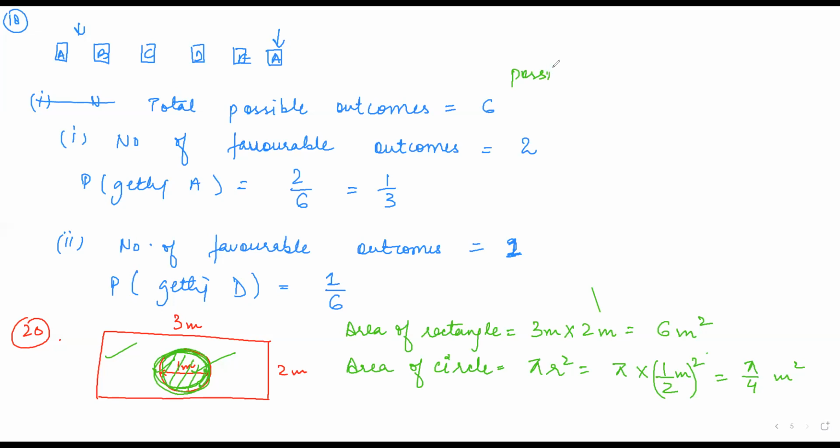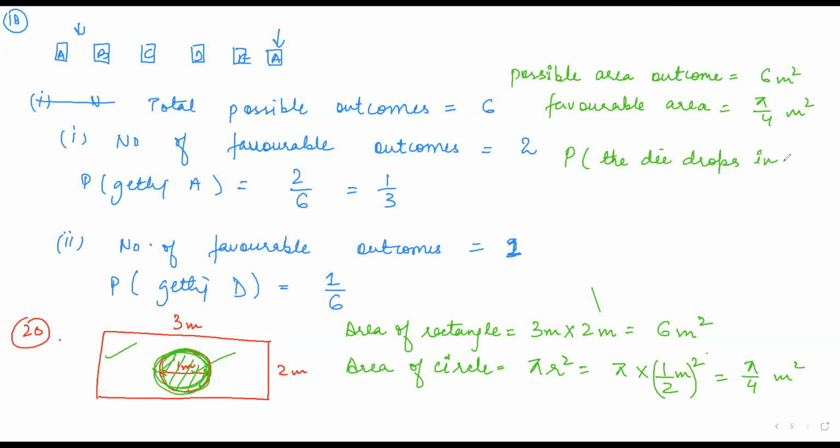You can write it like this, just in case you forget, so you will be able to recall. The possible area outcome is actually the area of the rectangle, which is 6 meters square, right? And your favorable area here is only the circle, which is pi by 4 meters square. So the probability that the die drops inside the circle, I want this probability. So that means pi by 4 meters square divided by 6 meters square. Is this correct? And then meter square will cancel out and you can make a 1 here. So 1 into pi and 4 into 6. So that is pi by 24.